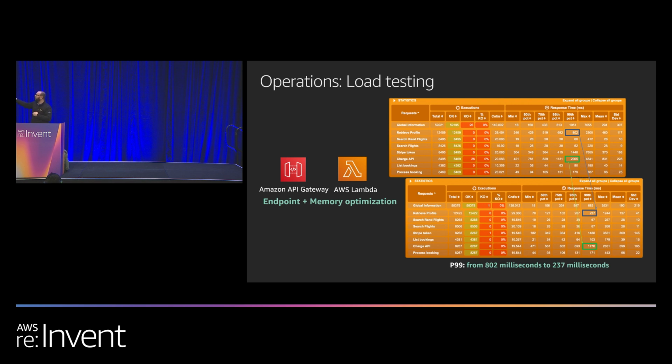And Lambda by default, if you haven't used that, the memory setting that you use allocates CPU, networking, and I/O proportionally. So less memory, most of the time, is bad news. The more memory, you get more CPU and more network. If all your Lambda does, in our case, is talk to Stripe or something else, you want to crank that up and load test to see what your best memory is.